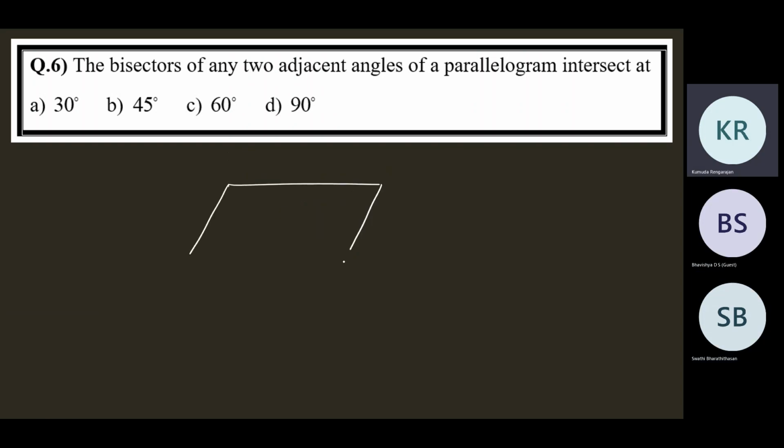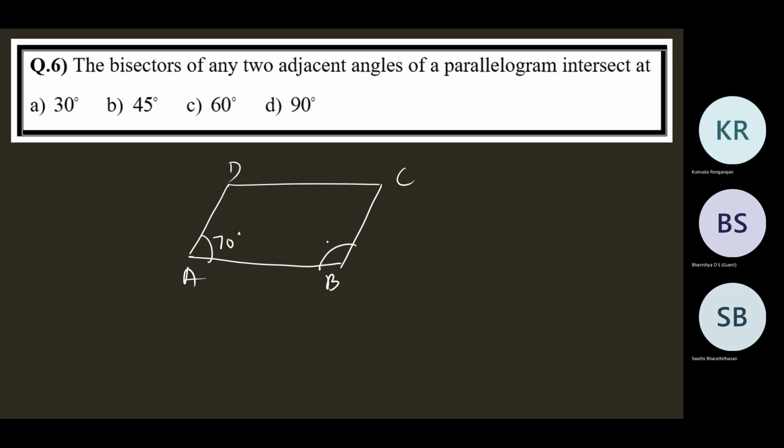See here. Parallelogram ABCD. If this angle is 70, what is the measure of this angle? 110, ma'am, because adjacent angles are supplementary. Now this is the bisector. So how much is it here? 35, correct? Yes, ma'am. And for the bisector of B, it will be 55, 55, correct? Yes, ma'am. Now is AOB a triangle?